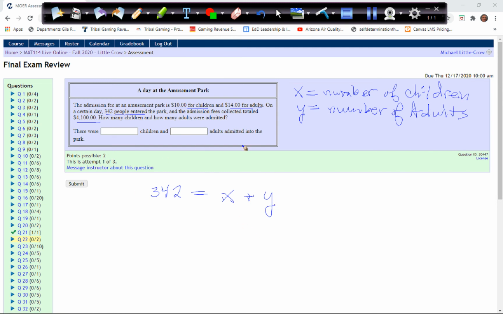So that's one equation. The other equation is we know the total amount that the park received, $4,100 in income. For each child someone had to pay $10, so that's going to be 10x. And for each adult, $14 was paid, so 14 times each adult. So we've got a second equation here. Just like the last one, we just need to find where these two equations intersect.